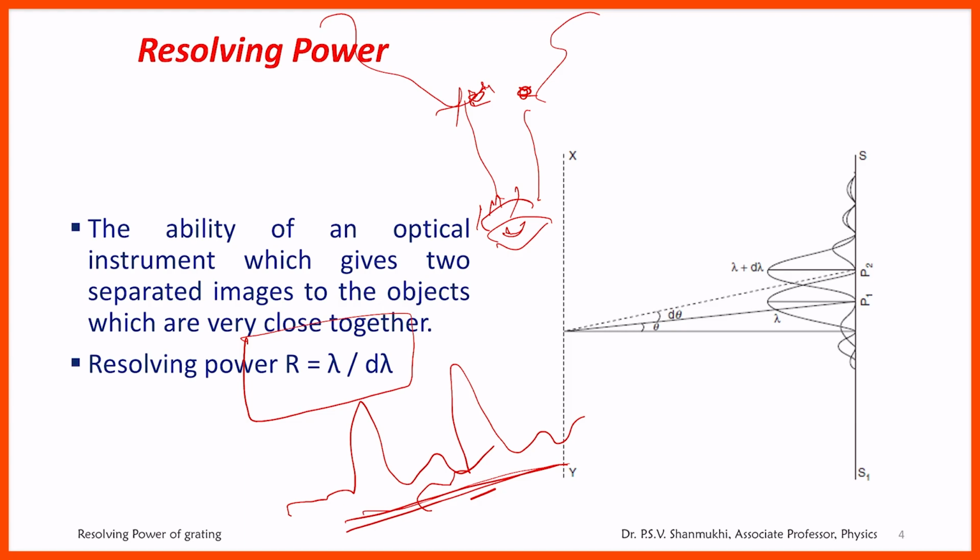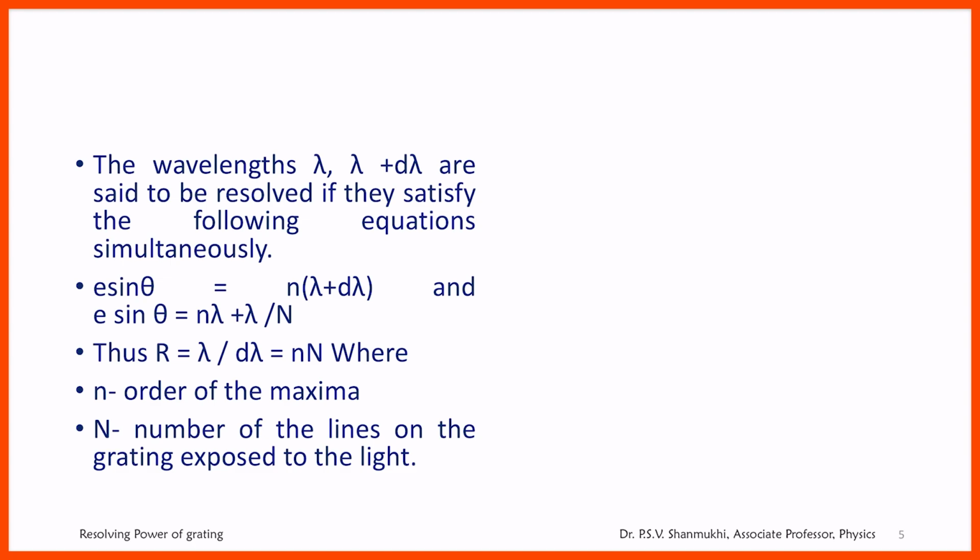What are this lambda, d lambda, etc.? Two wavelengths, lambda and lambda plus d lambda. The two wavelengths are said to be just resolved if they satisfy the two equations simultaneously. For example, sodium light contains two wavelengths. With our eye we cannot identify that; it seems to be yellow only, but actually two wavelengths are there. What are those two wavelengths? 5890 angstroms and 5896 angstroms. So one is lambda, the second one lambda plus d lambda.